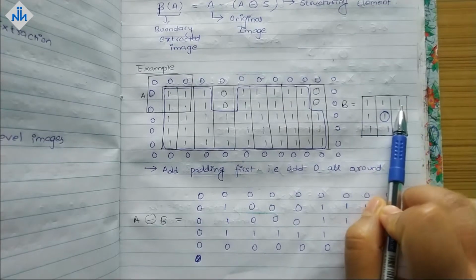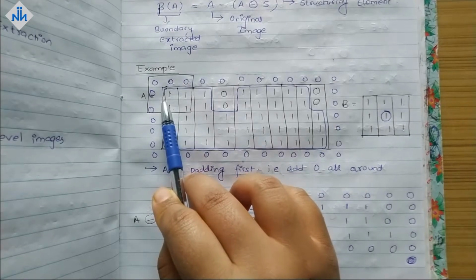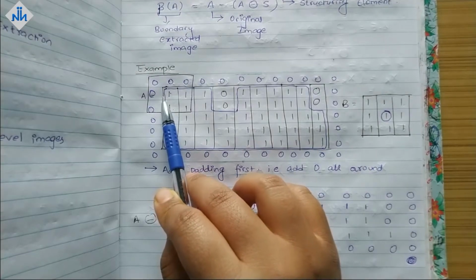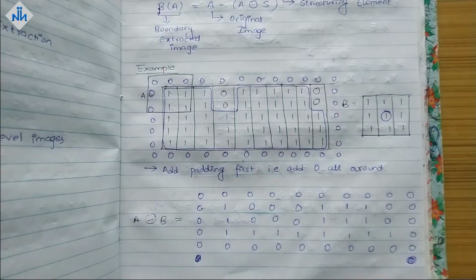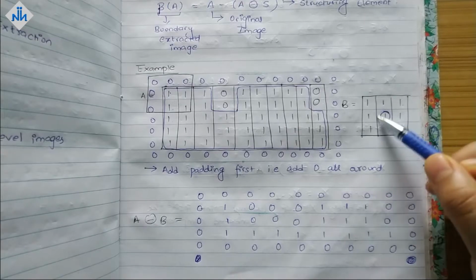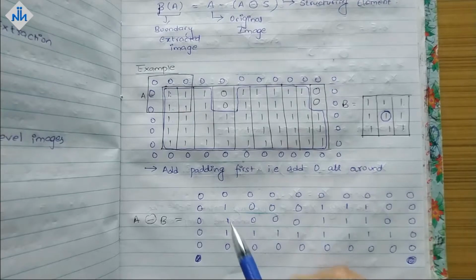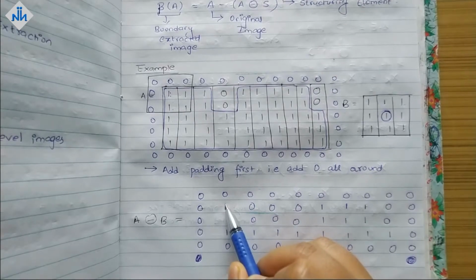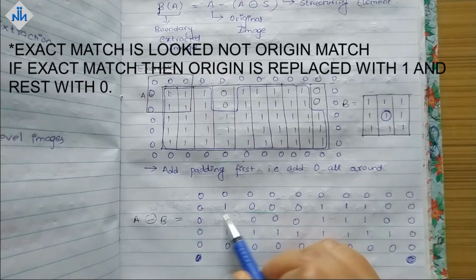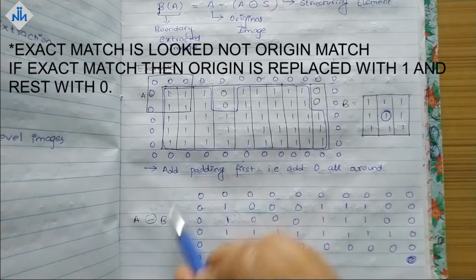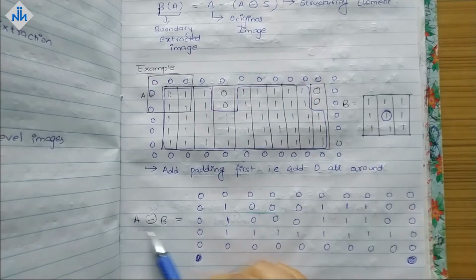So we put this entire thing on this, and erosion means if the origin is going to match, then only we are going to change the origin to 1 and the others to 0. And if we take this as origin, we can see the origin is matching. So what we have done is we have changed it and the others are kept as 0. This will later on change. So this is our final answer that we're getting after erosion.